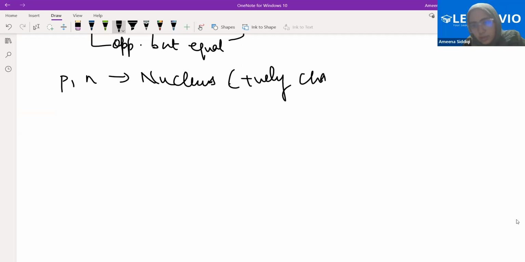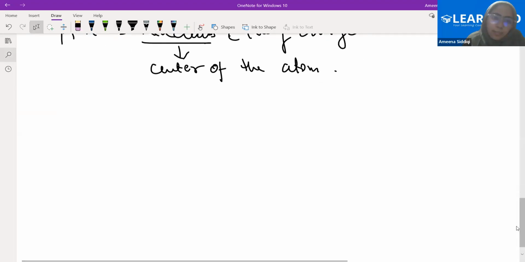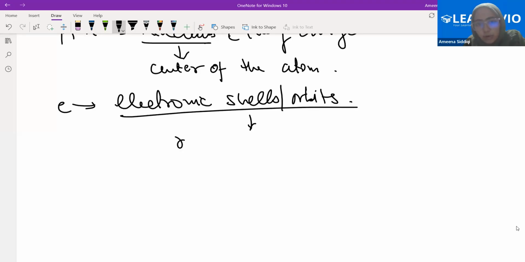Clear? Now the nucleus is at the center of the atom. Right? Now, where are the electrons in the atom? Electrons are in the shells, very good. Shells or the orbits. Now these shells or orbits revolve around the nucleus of the atom.